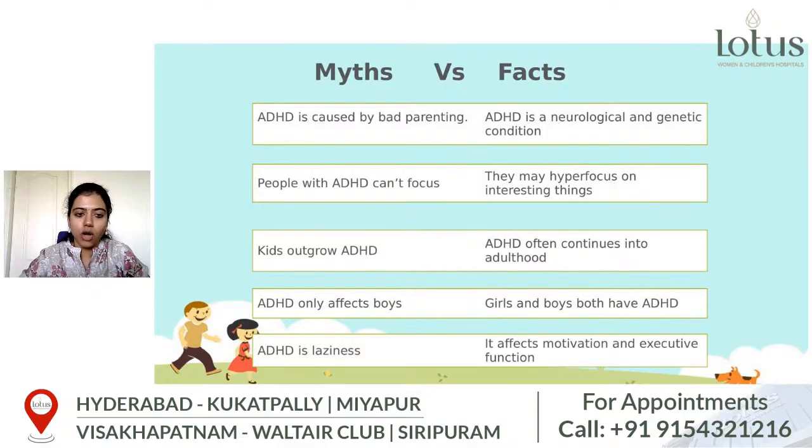ADHD only affects boys. It's a myth, definitely. ADHD affects both girls and boys. The ratio is 2 to 1 in boys compared to girls. But the difference is that boys usually present with a hyperactive or impulsive nature, whereas girls usually present with an inattentive nature. They look like daydreamers. So there is a high chance of underdiagnosing girls who have ADHD, but it affects both genders.